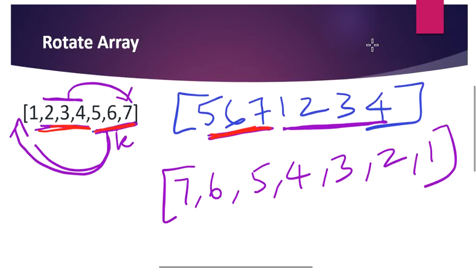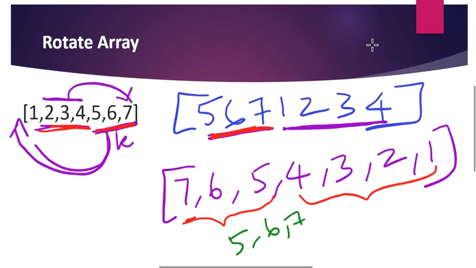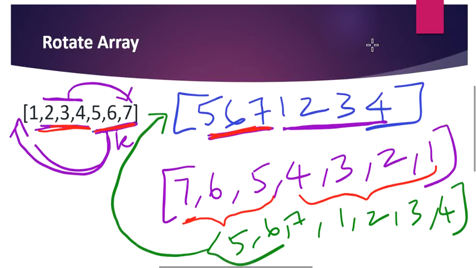But here, after reversing the complete array, it is 7, 6, 5. So what are we going to do? We are going to do this half alone a reverse and then this half alone another reverse. So if we reverse 7, 6, 5, it is going to become 5, 6, 7. And 4, 3, 2, 1 is going to become 1, 2, 3, 4, which is actually our output.